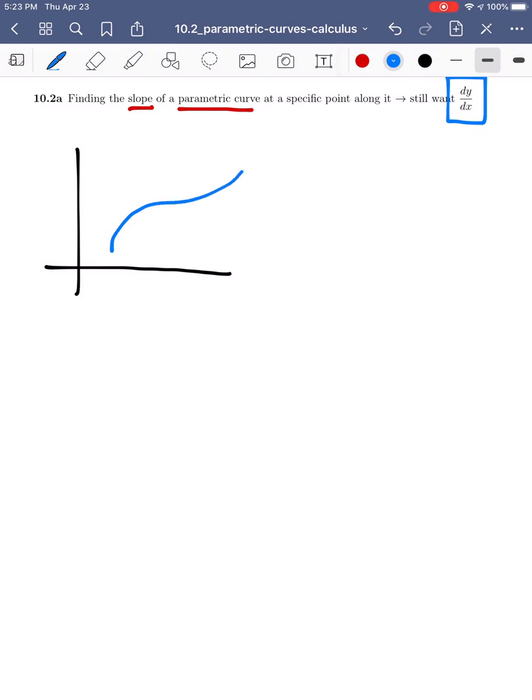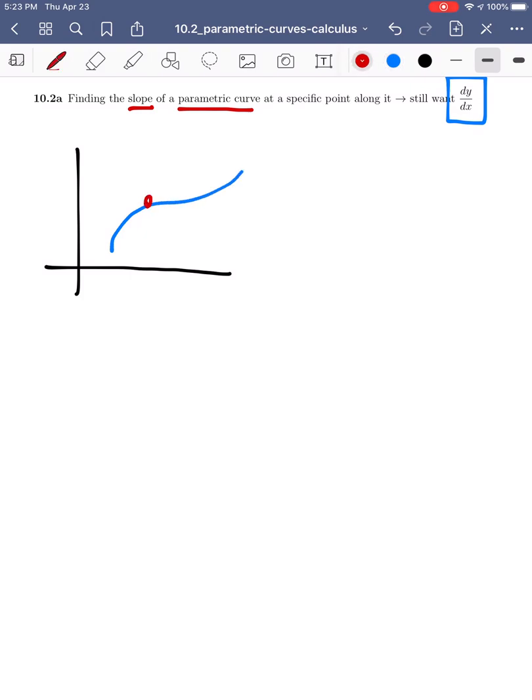In this video, we're going to discuss how to find the slope of a parametric curve. And just to give a little bit of a spoiler, for the slope of a parametric curve, we're still looking for dy over dx.